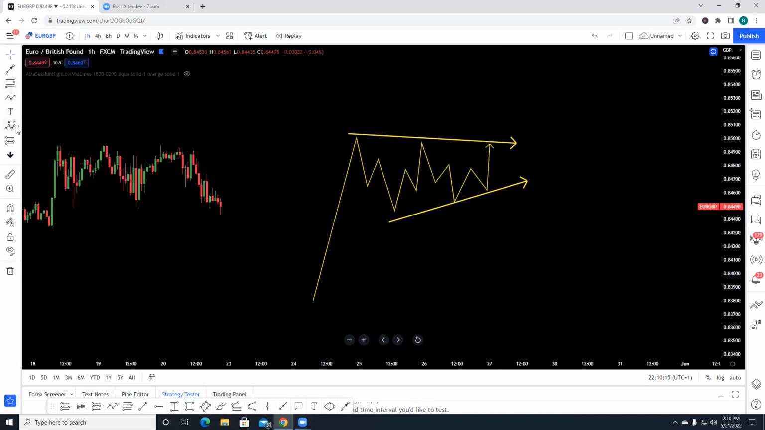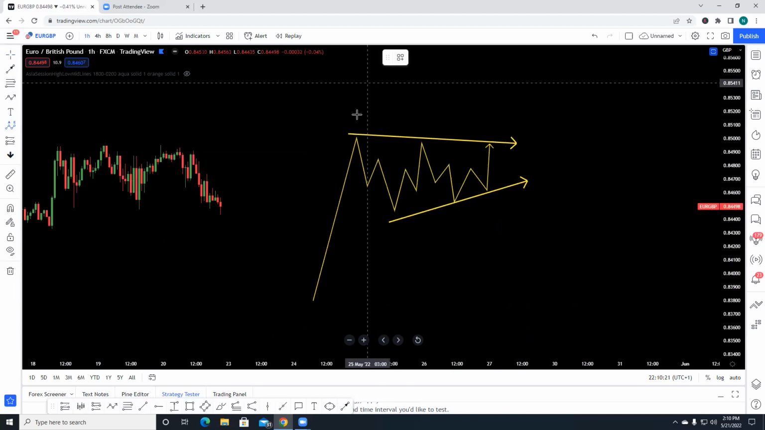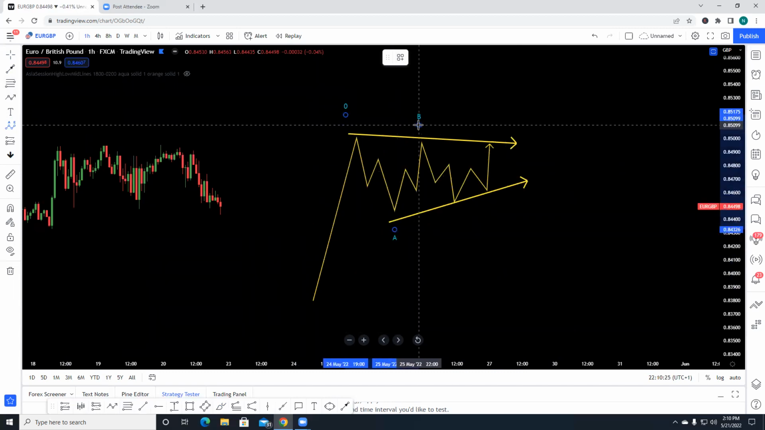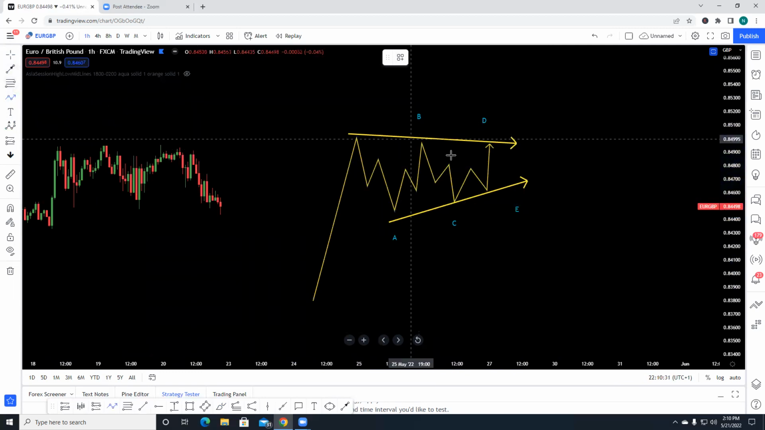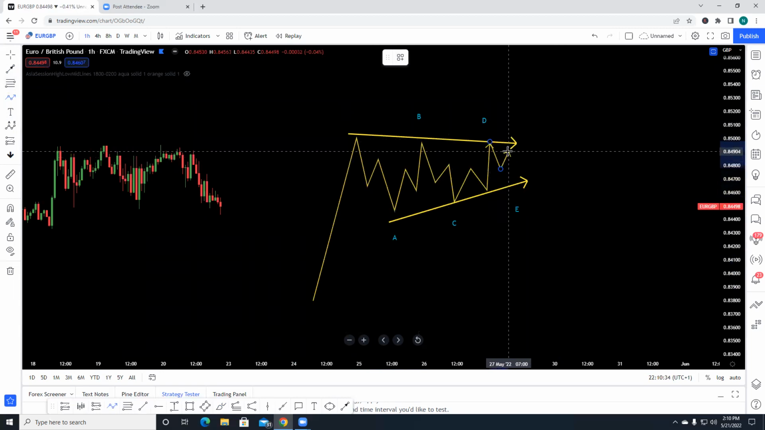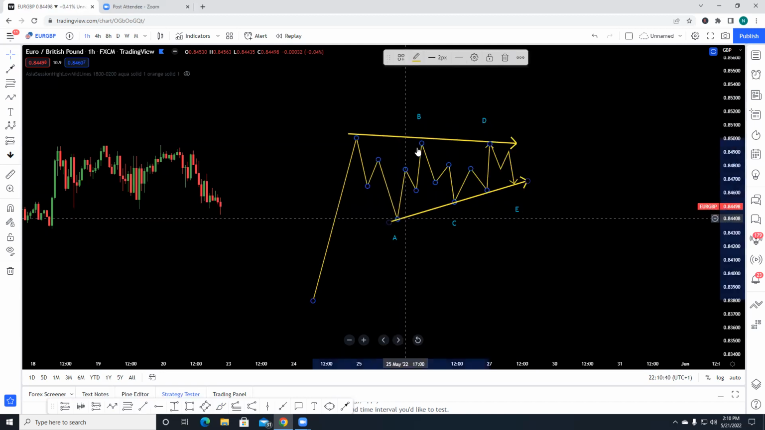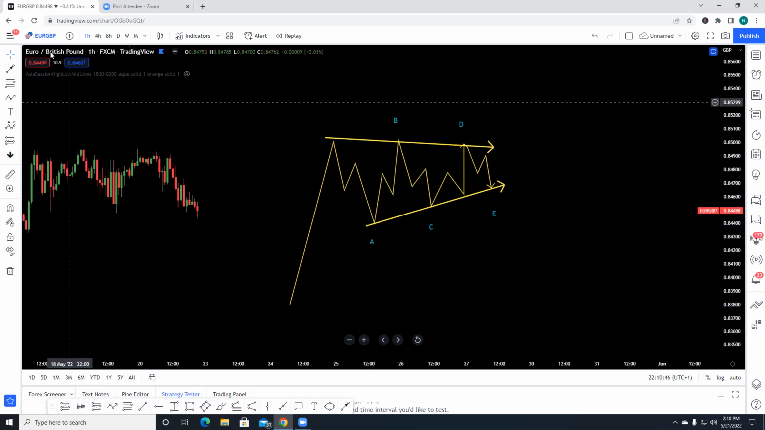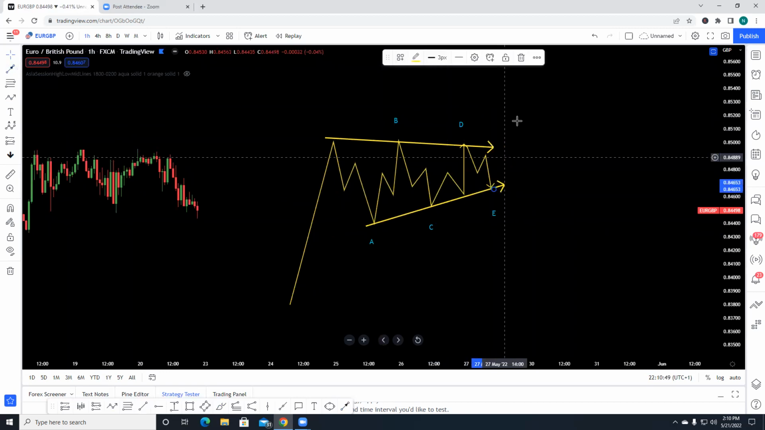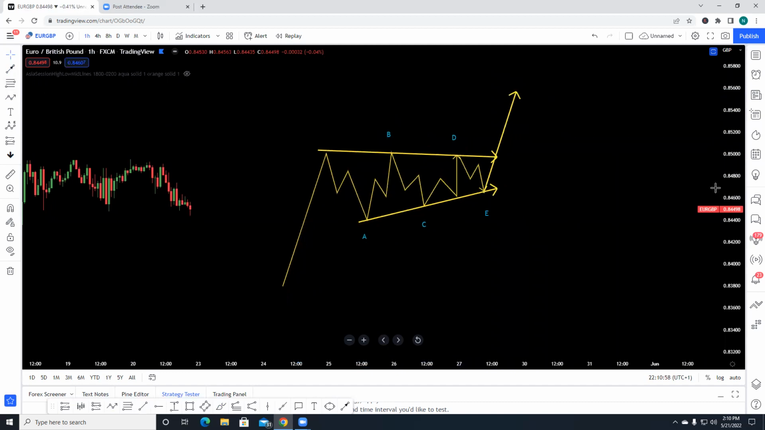And then the structure of a triangle is A, B, C, D, E. This is an impulse. You have A, B, C, D, E. Meaning that I have to have a 1, 2, and 3 to the downside. Then after you have it this way, remember this must touch the upper and lower boundary of the triangle. Then after, you're going to have this continuation to the upside. Guys, you're going to have this continuation to the upside. Can you see? This is what is called a triangle.